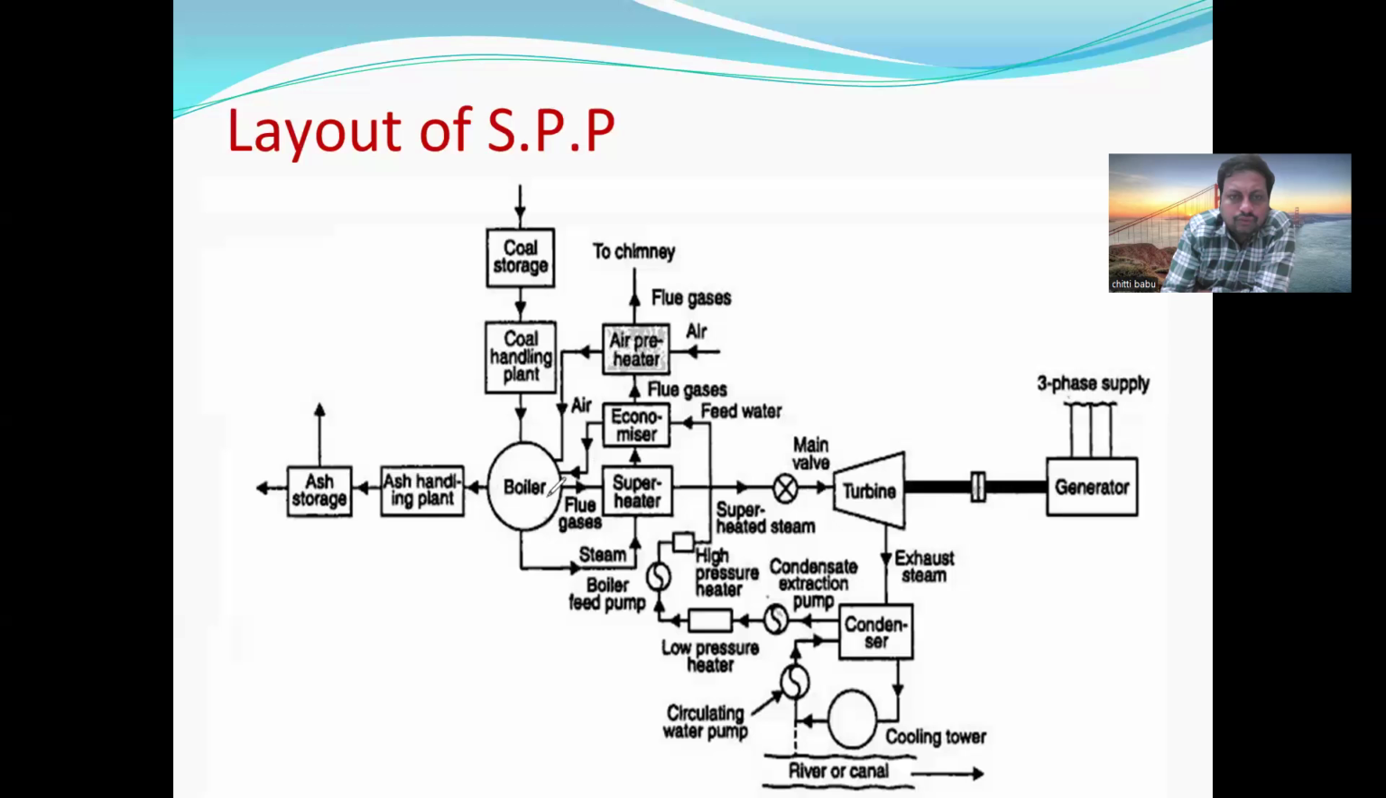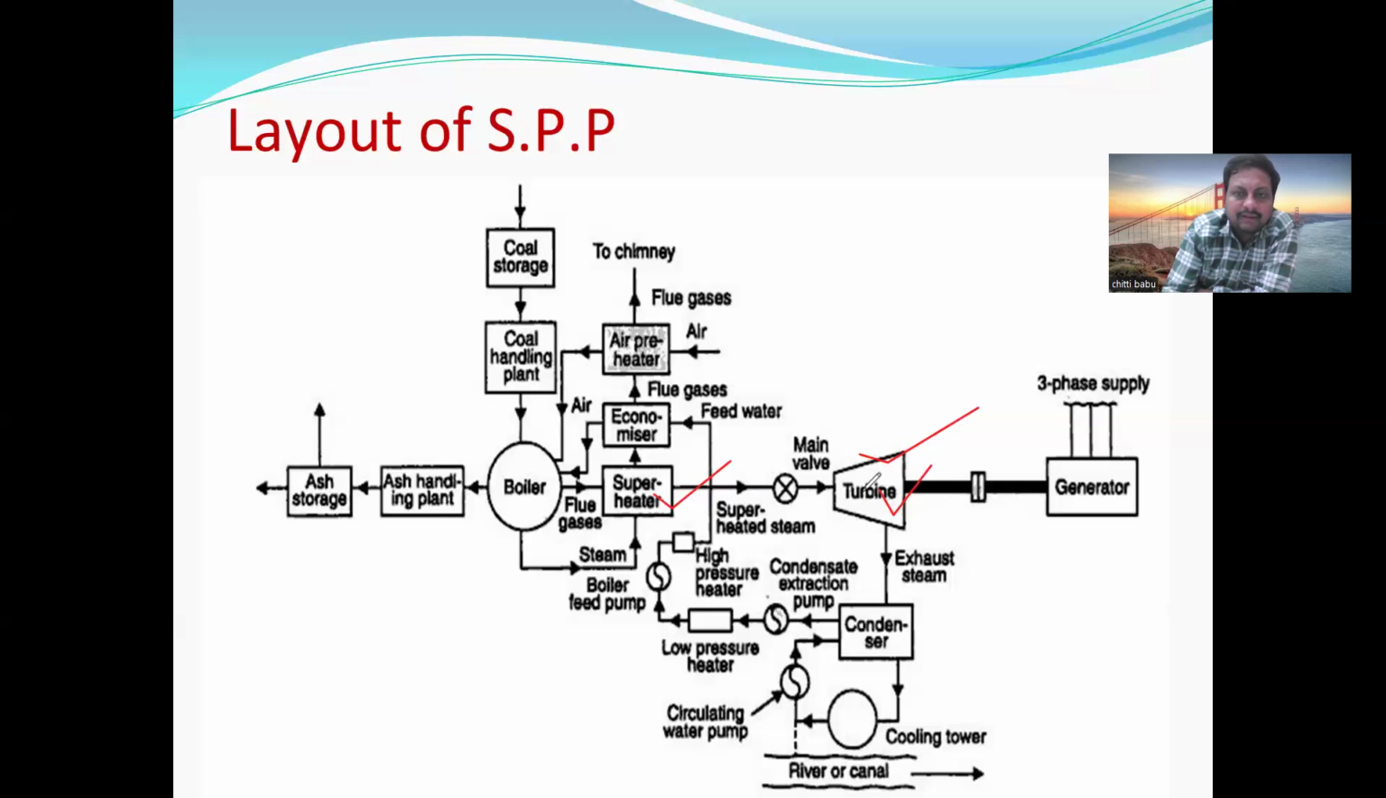That steam, if any moisture content will be there, will enter the superheater. So any moisture content in the steam will be removed. That wet steam will be converted in the superheater. So that dry steam, or superheated steam, will be striking on the turbines.